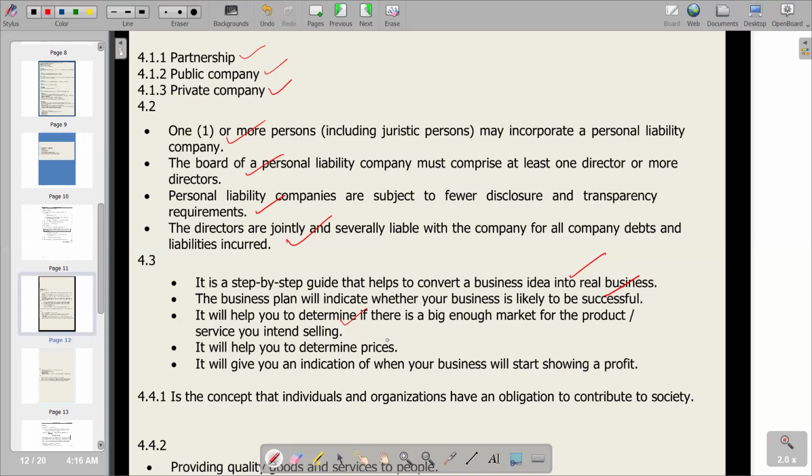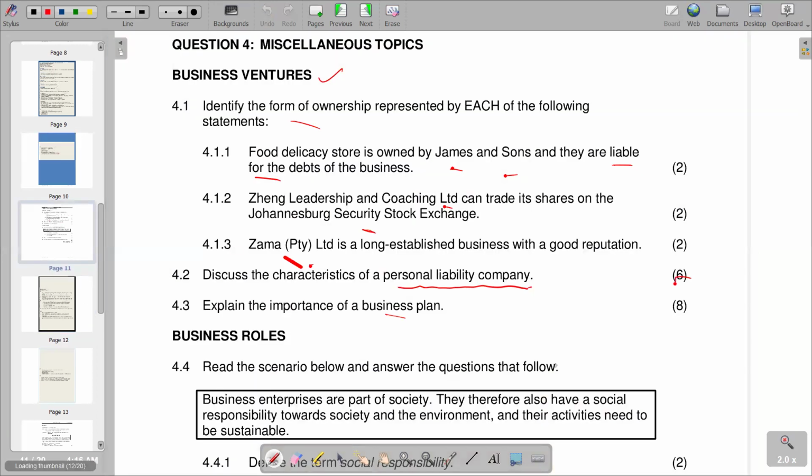So next one, it will help you to determine prices also. It will give you an indication of when your business will start showing a profit also. Those are some of the importances of the business plan. So that's what we have, and we see that our question has got 8 marks, so at least 4 points can make you get your 8 marks. 4 points or more can make you get the 8 marks.